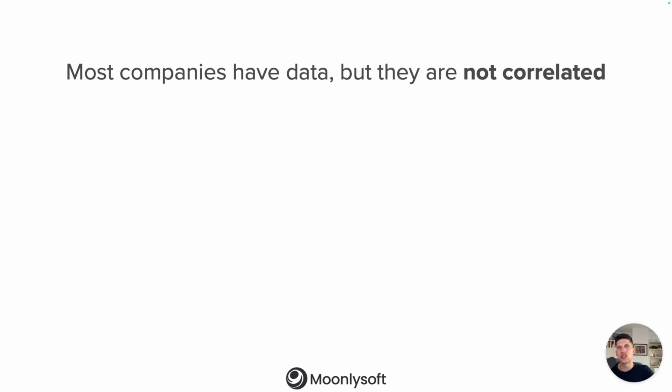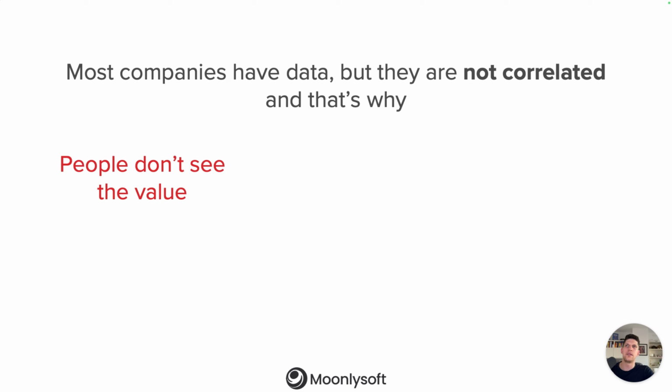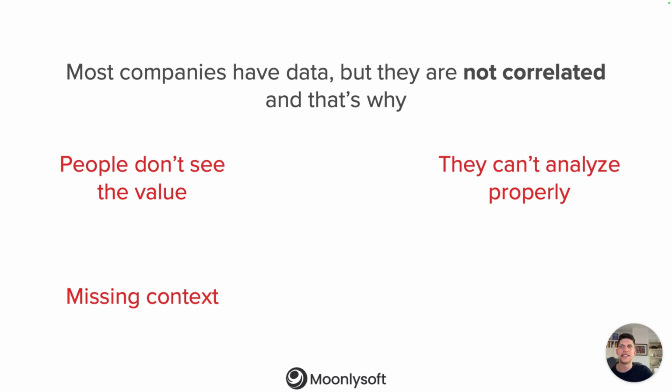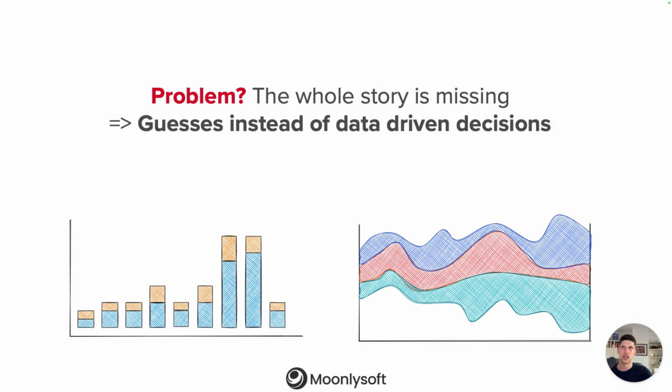The truth is that most companies have data, but it is not correlated. And the reason it is not correlated is because people don't see the value in the data. They can't analyze it properly because they don't have the tools. They are missing the context because the data is spread across multiple systems. And because of that, it is too complex and overwhelming. So the whole story is missing, and decision making is done with guesses instead of data-driven decisions.